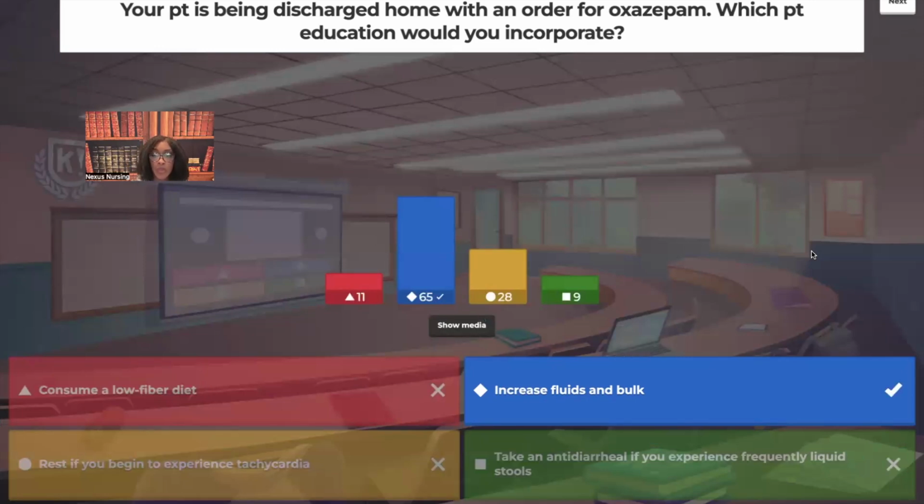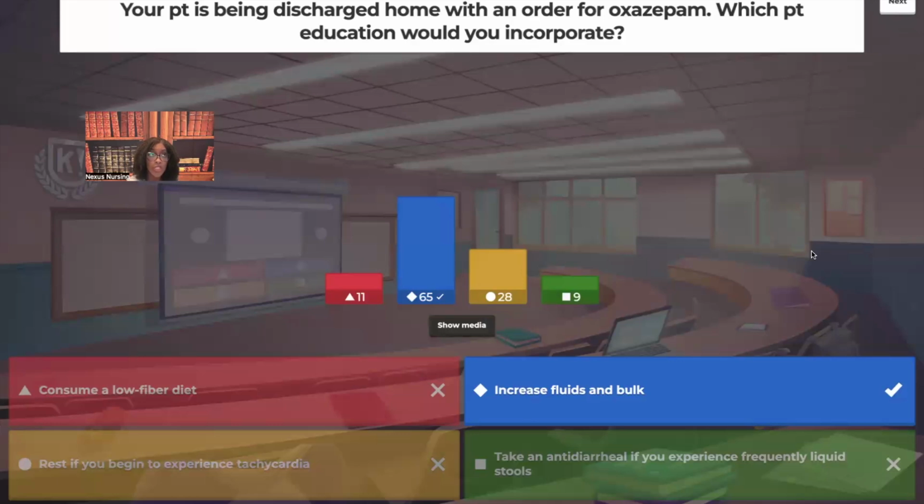Okay. Most of you guys got the correct answer. So this drug, you have to know what drug class it is. It's a benzodiazepine. It treats anxiety and alcohol withdrawal. Now, it can treat short-term insomnia. Short-term because this drug can be very addictive. It also can cause constipation.